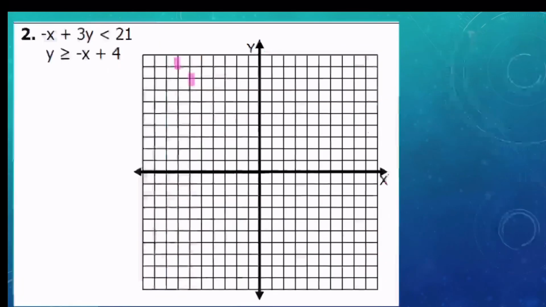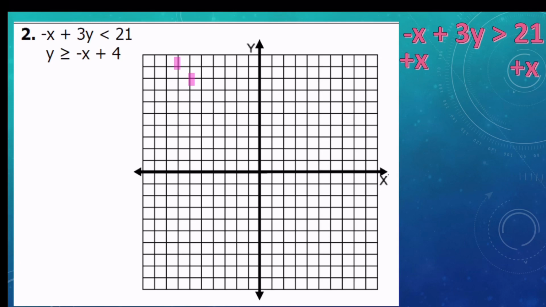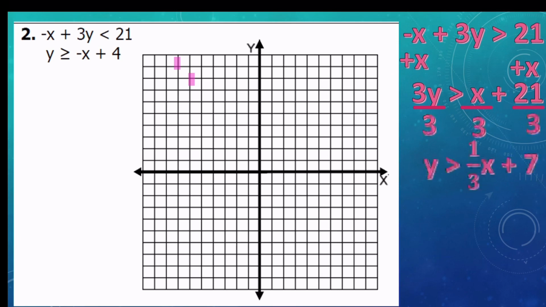Let's go try another one. So I'm going to take my inequality. I'm going to solve for y by adding x to both sides. Then I'm going to divide everything by 3 so that I have y is greater than 1/3 x plus 7. So my slope is 1/3 and my y-intercept is 7. I'm going to place a point. I can go up 1, right 3, or I can go down 1, left 3. I'm going to draw my line, and again it is dashed because it is a greater than symbol.